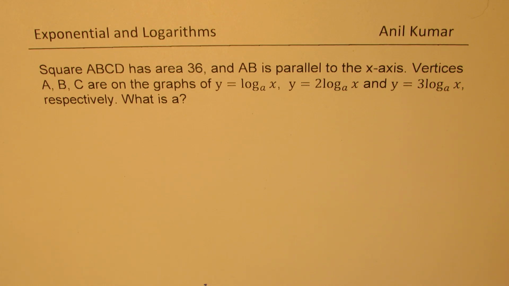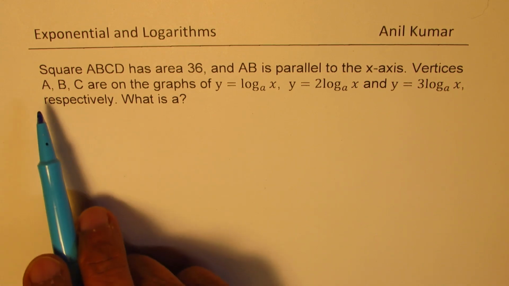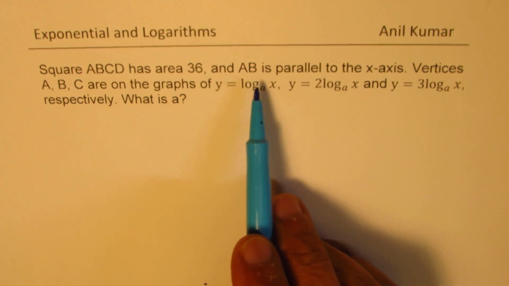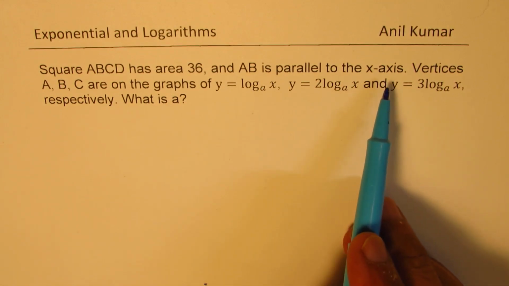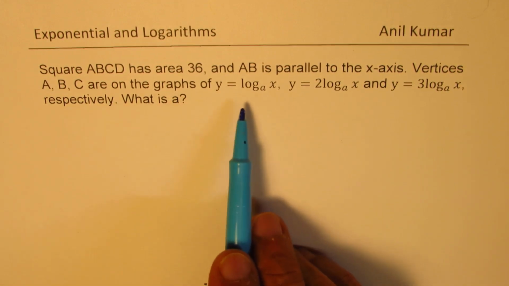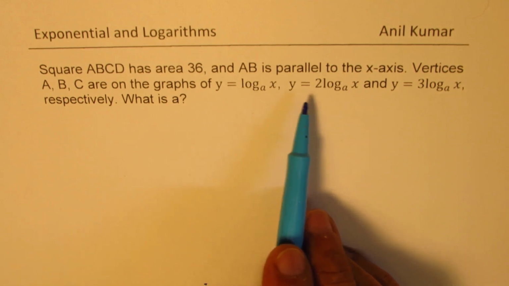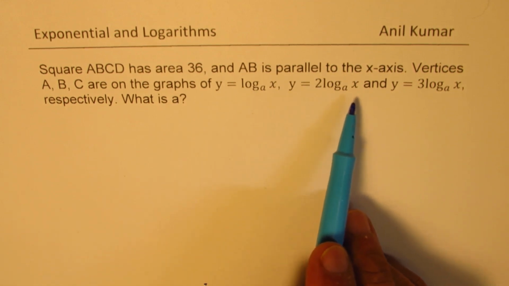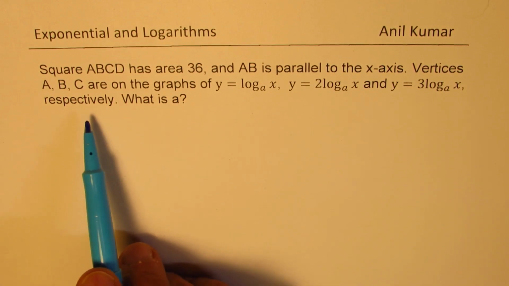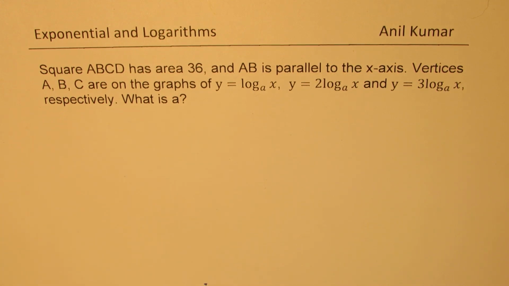In this video, we are sharing with you an excellent test question. A square ABCD has area 36 and AB is parallel to the x-axis. Vertices A, B, C are on the graph of y equals log to the base a of x, y equals 2 times log to the base a of x, and y equals 3 times log a x, respectively. What is a? You can always pause the video, answer the question, and then look into my suggestions.